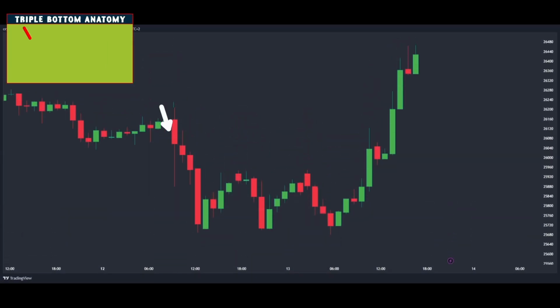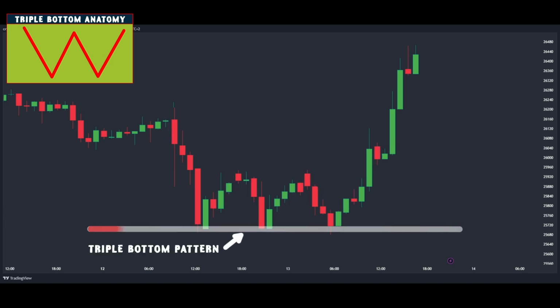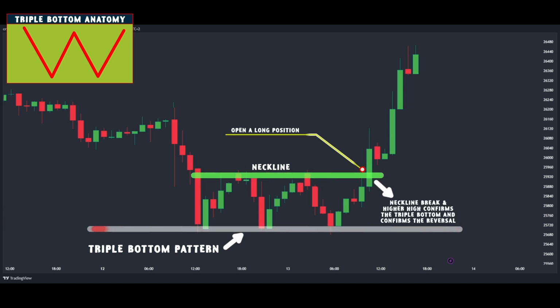Price is in a downtrend before it makes 3 same lows, forming the triple bottom pattern. The swing highs here create the neckline and the resistance level. And when it breaks, you would take trade entries long, as the reversal now is confirmed.